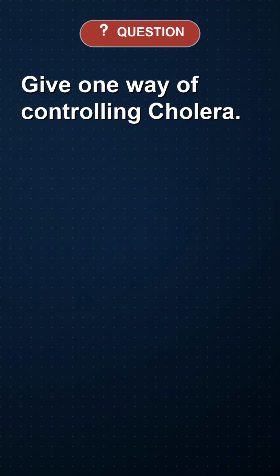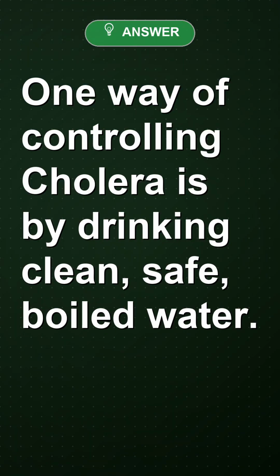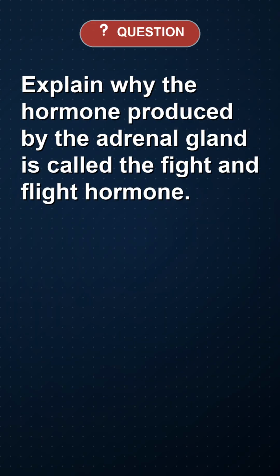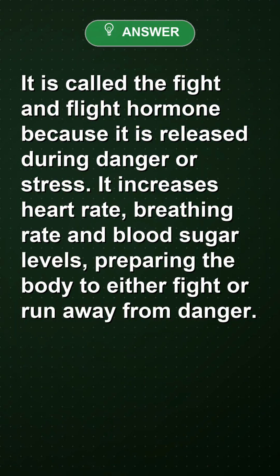Give one way of controlling cholera. One way of controlling cholera is by drinking clean, safe, boiled water. Explain why the hormone produced by the adrenal gland is called the fight and flight hormone. It is called the fight and flight hormone because it is released during danger or stress.